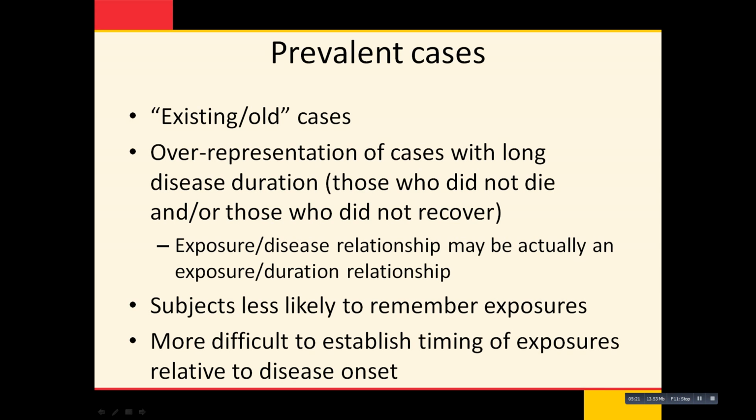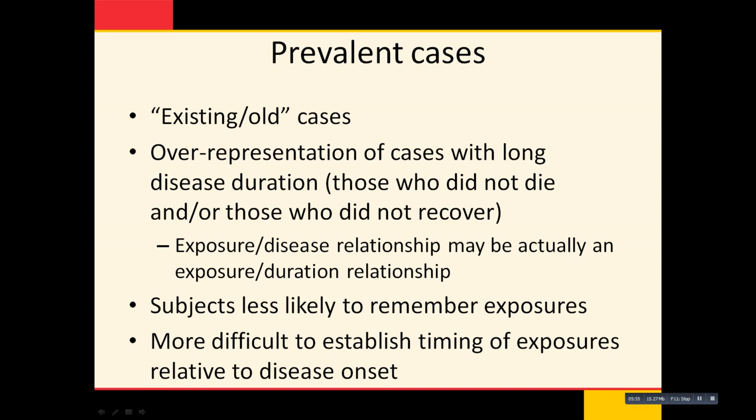Now, prevalent cases are all the cases. So they could be new and old cases, right? Existing old cases, but they're prevalent. They could also be new. So it's really all the cases that are prevalent cases. They overrepresent folks that didn't die from the disease, so maybe a survivor bias, right? Or those who did not recover from the disease. So again, it may present a different type of severity of the disease when we look at prevalent cases.